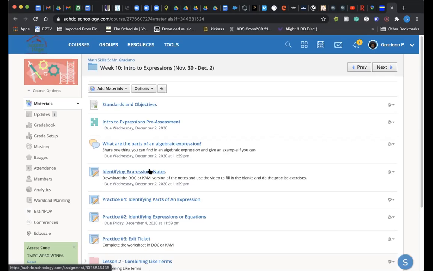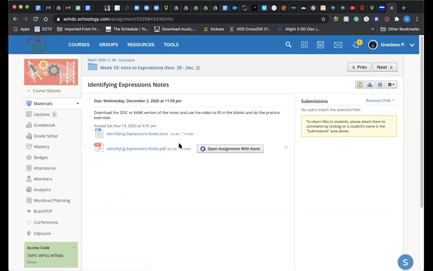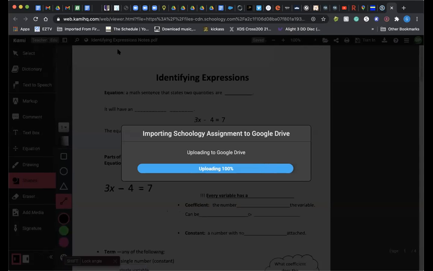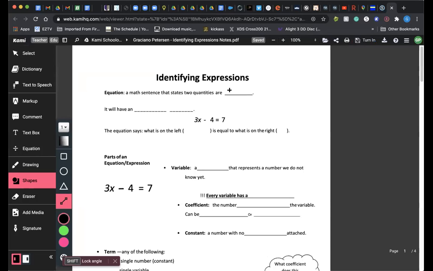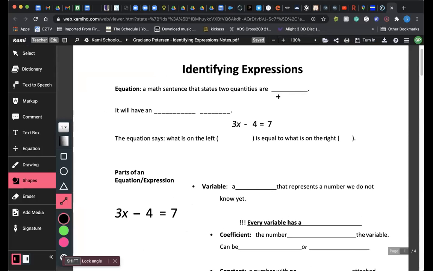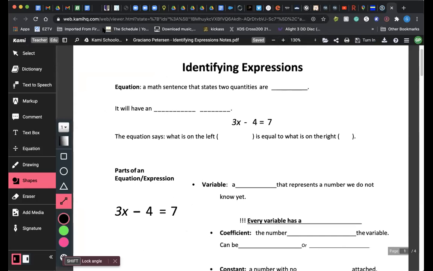But I'm going to go ahead and start off with our notes, which is the fourth item in our week 10 folder. The identifying expressions notes. I'm going to open up those notes and we're going to go over them together. Mrs. D, am I answering that question or just wait? You're answering that question whenever you're ready. But hopefully by the end of the day today, you should be able to answer that question. What are the parts of an algebraic expression?